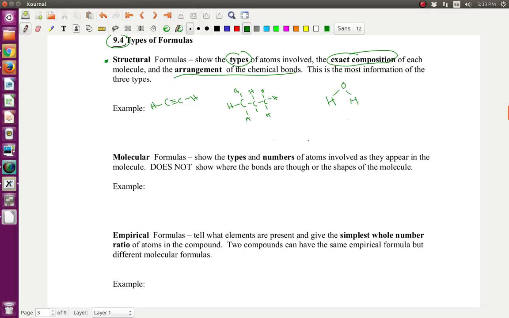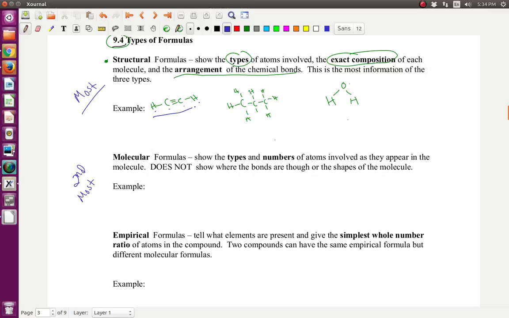So you can see that it gives you the types of elements that you have, carbons and hydrogens, or over here oxygen, and exactly how they're put together, how they're arranged. It gives you the most information right here. Now molecular formulas give you the second most information, and these are the ones you're used to seeing in balancing equations and whatnot.